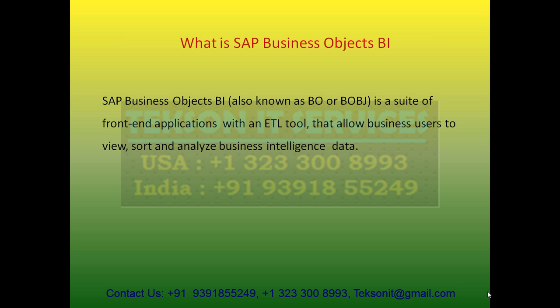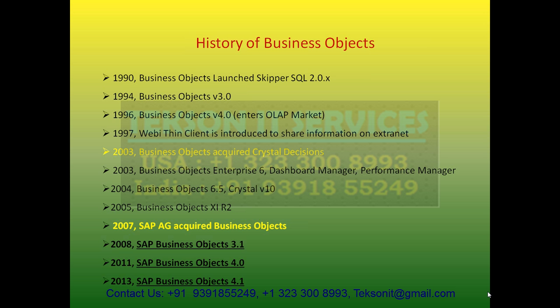Okay. So now let us quickly go to the next slide, which speaks about a quick history of Business Objects. As we can see in the slide, in 1990, Business Objects launched a product called Skipper 2.0, and this is nowhere in today's market. Then they started with version 3.0, then version 4.0 in 1996. Again, this is not available now.